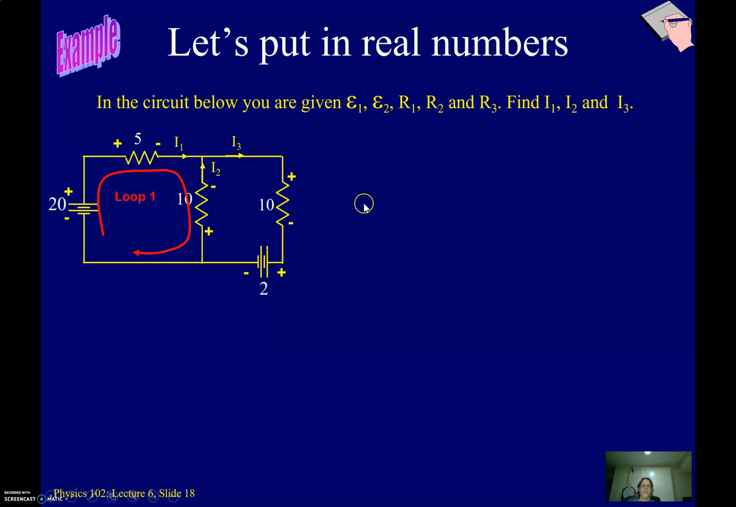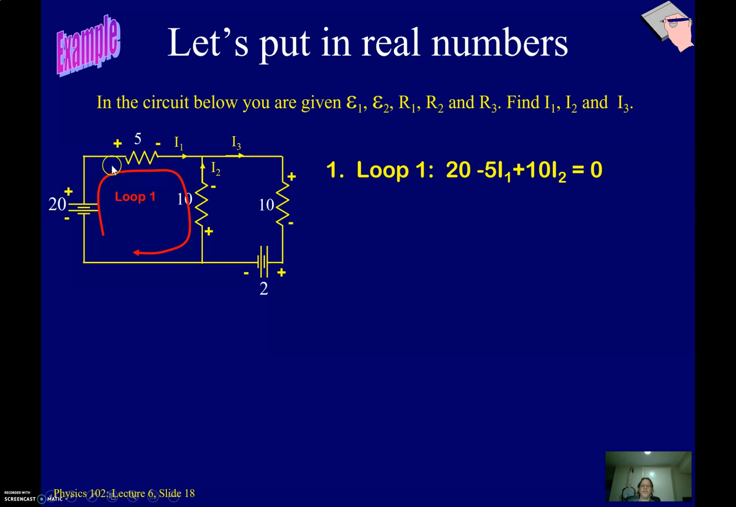All righty. So what's your equation for loop 1? Okay. Well, hey, we're throwing numbers in. Isn't that fun? So here we got our plus 20. Now here we're going in this direction. It's the same direction that the current's going. This is going to be the opposite direction, though, according to the direction they gave us. I don't know that I would choose that as my direction, but that's what the author did.